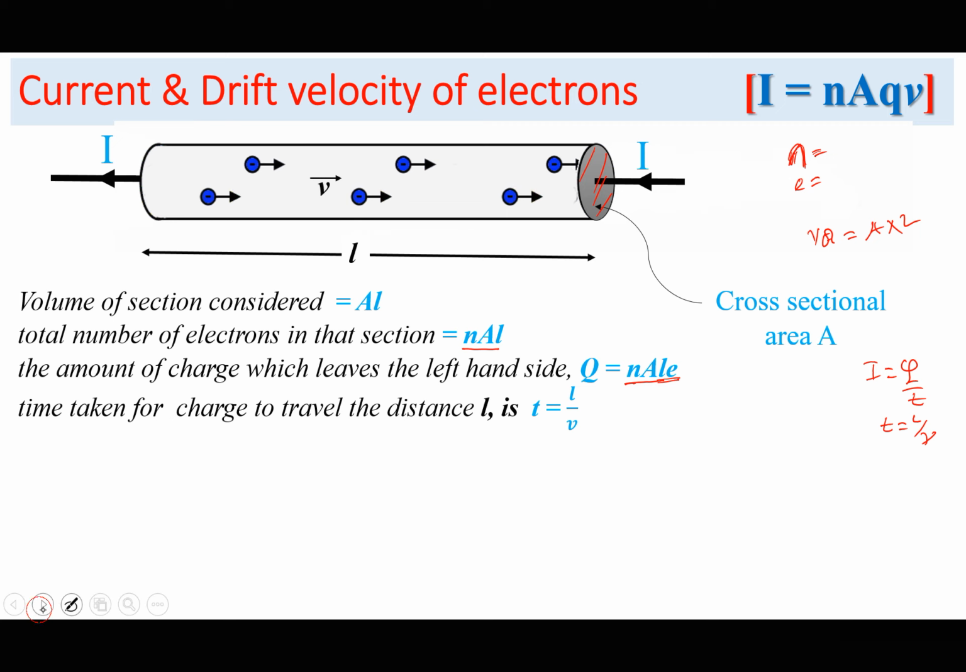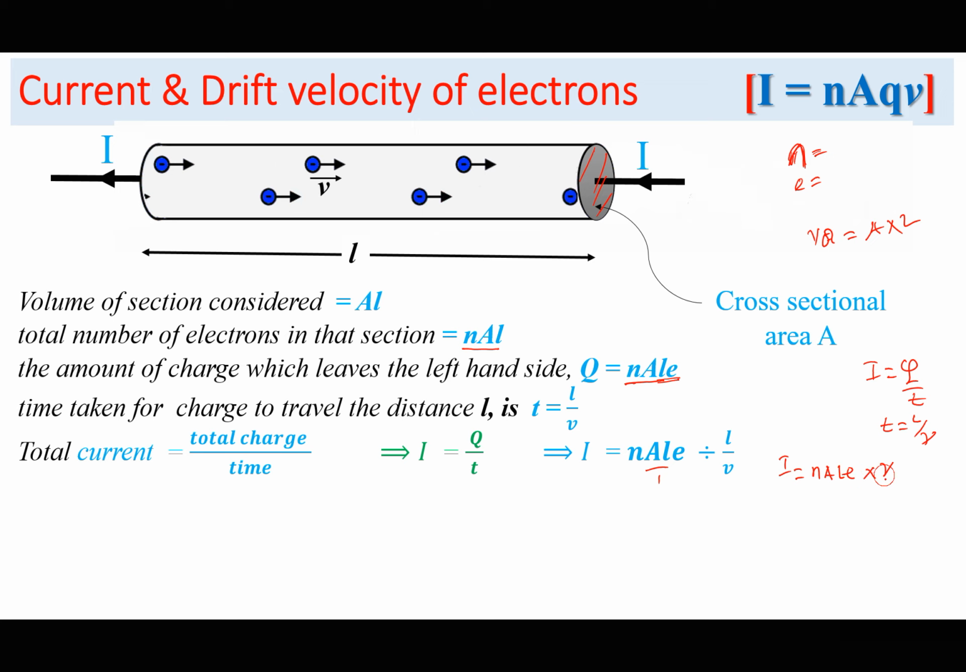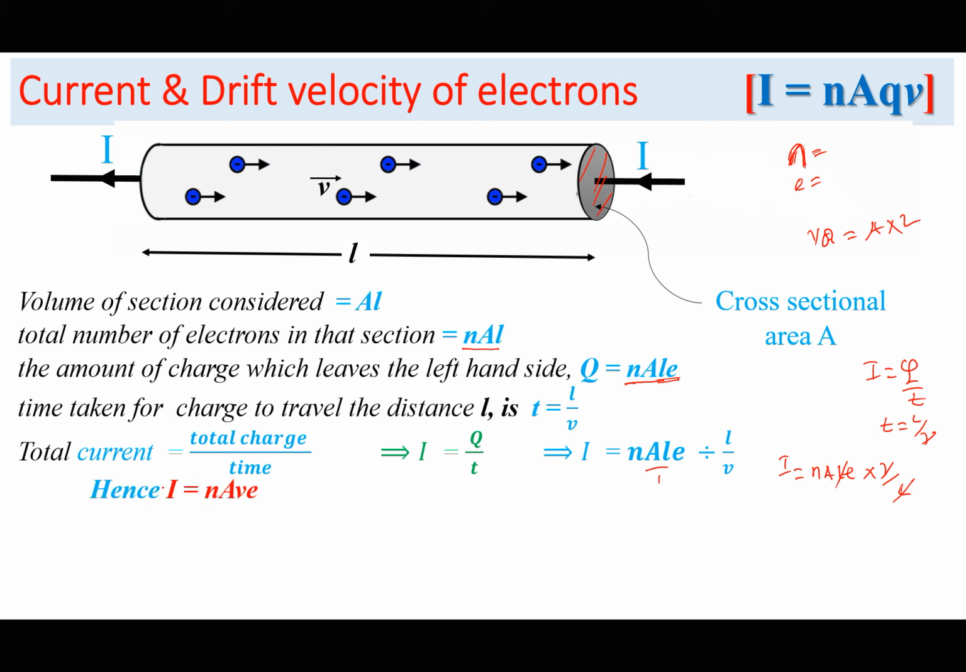Then by definition of current as the rate of flow of charge carriers, current is going to be total charge over time, which means current is Q over T, and our Q, the total charge, is NALE. Then we divide this by time, which is L over V. And of course, when I do the algebra, this is over 1. When I do the cross multiplication here, I have that I is equal to NALE times V over L, and this L cancels out. And therefore, I arrive at a simple expression that current equals NAVE.